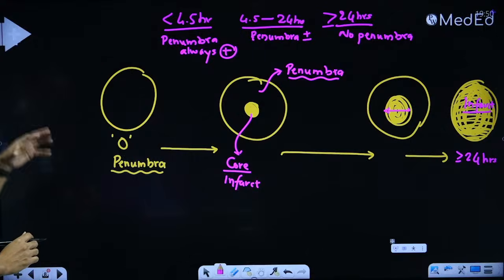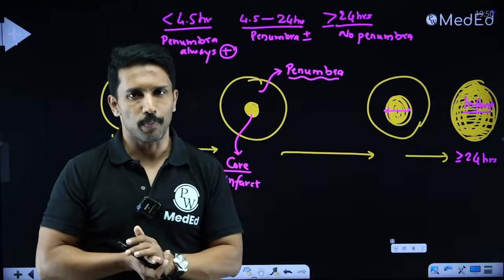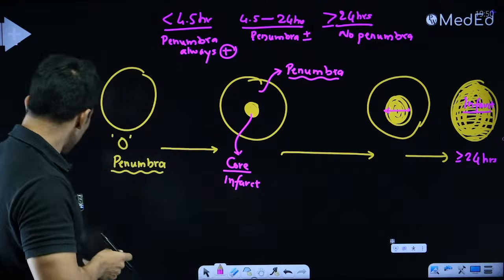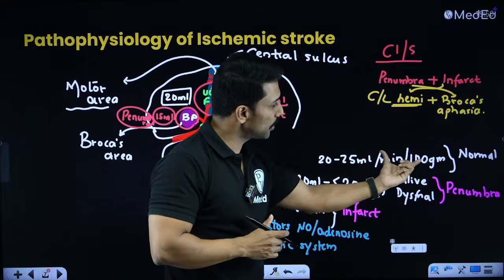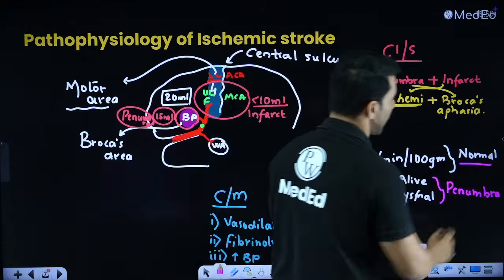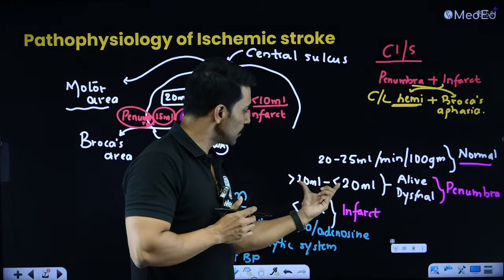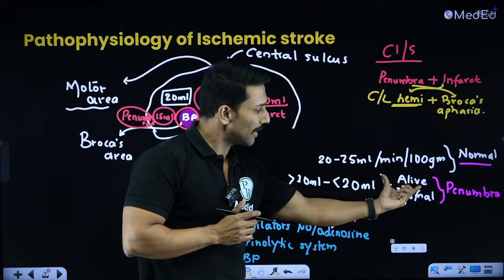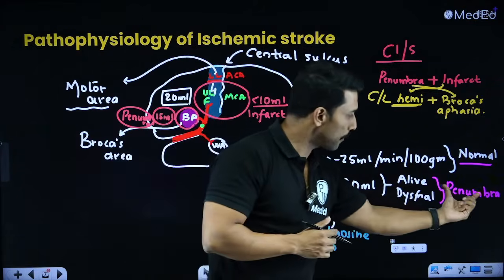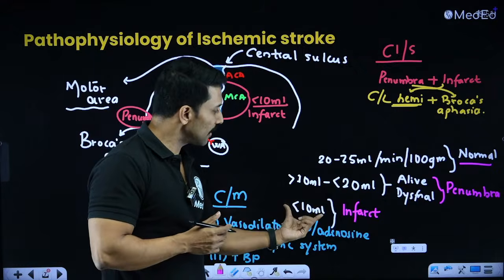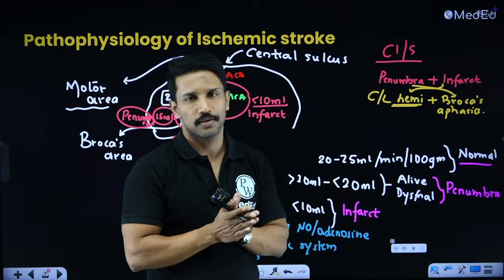What happens is whenever a blood vessel gets blocked, the blood flow slowly starts dropping. As long as you're maintaining the blood flow to an area in the range of 20 to 25 ml per minute per 100 gram, that will live and be functionally active. So that's normal. But if the flow drops in the range of 10 to 20 ml, then that area can be alive but can't function. So that area becomes penumbra. And if the flow is less than 10 ml, that can't be alive. The neurons die and that area becomes infarct.